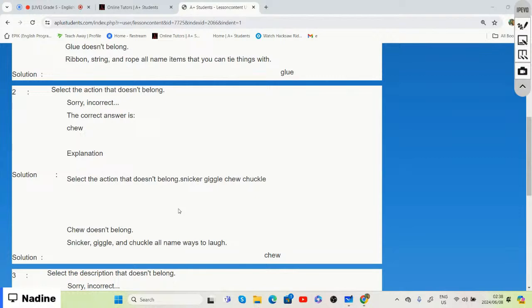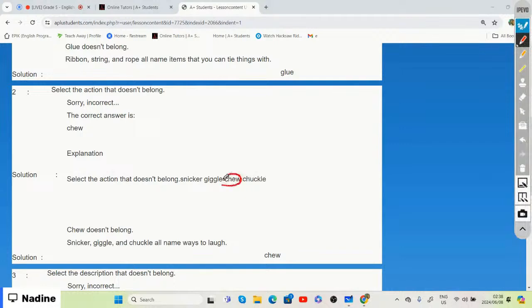So we need to select. If we look at the words there, we have sneaker, we have giggle, we have chew, and we have chuckle, right? Those are all to do with laughter. And if we are going to identify a word that is nothing to do with laughter, then we will identify chew. So well done, chew, because chew is nothing to do with laughter, right? But well done, sneaker, giggle, chuckle, those are words that are related or ways to laugh.